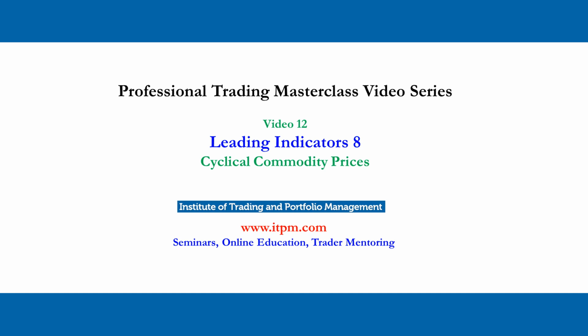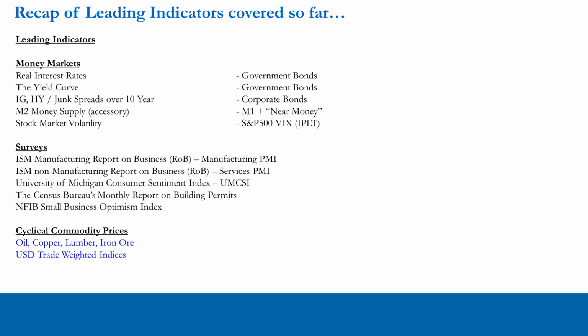We're going to get stuck in now to video number 12, our next leading indicator. Leading indicator number 8, cyclical commodity prices. Let's have a look at what we've covered so far. We've covered a lot of leading indicators now. You can see we're accumulating throughout the video series, the first part of the PTM, accumulating multiple leading indicators.